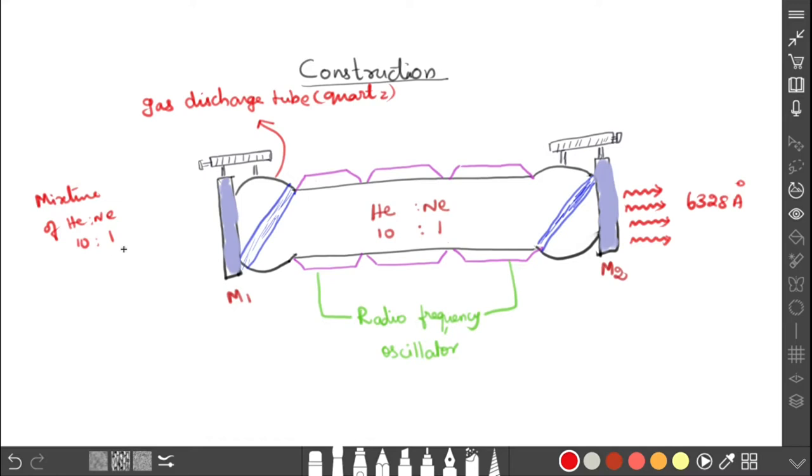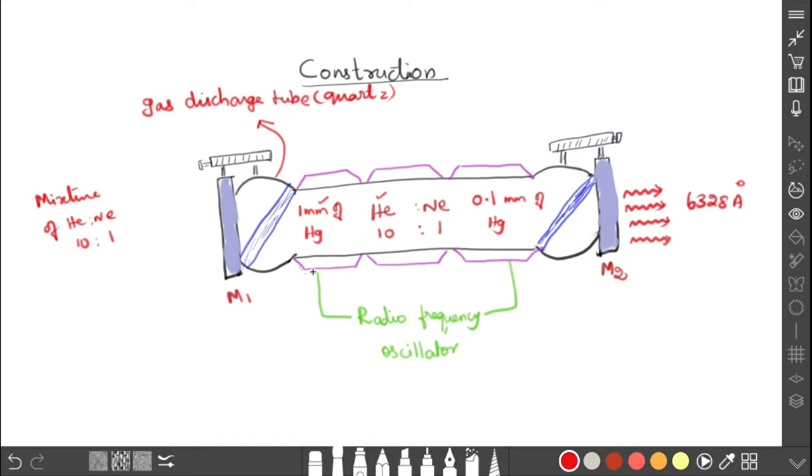Another thing is, the helium is kept under 1 mm of mercury, represented as Hg, and the neon is kept under a pressure of 0.1 mm of mercury. So helium is more in number and its pressure is also more, while neon atoms are fewer and its pressure is 0.1 mm of mercury. This gas mixture is kept inside the gas discharge tube made of quartz material. And then these are the electrodes.